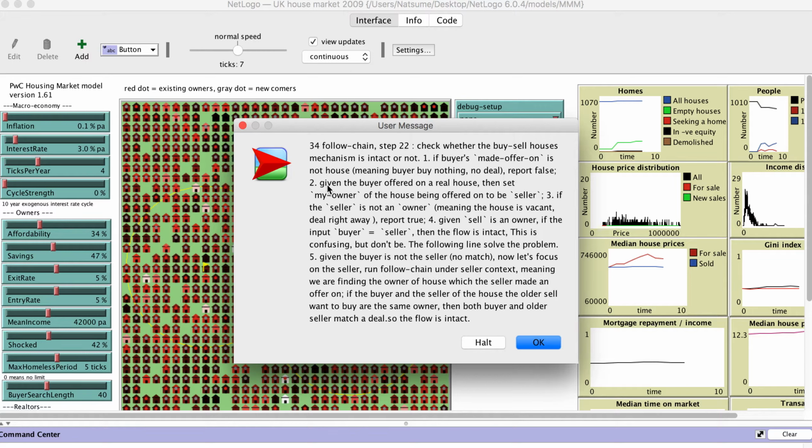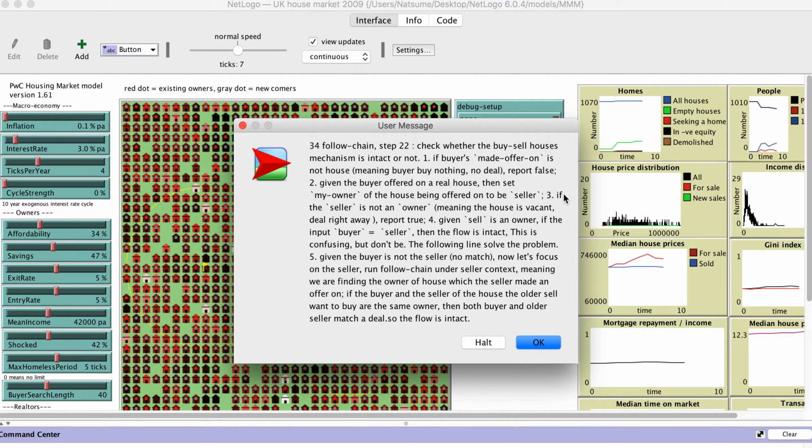But given the buyer offered a price on a real house, then we can set my owner of the house. The house object has a property called my owner. We can set my owner to be the seller, right? The seller is a variable, refers to my owner. The house is the house the buyer made offer to, wanting to buy this house. And this house has its own owner. And this house's my owner must be the seller, of course. Only the owner can sell the house to the buyer. So this owner is the seller. That's fine, that's okay.